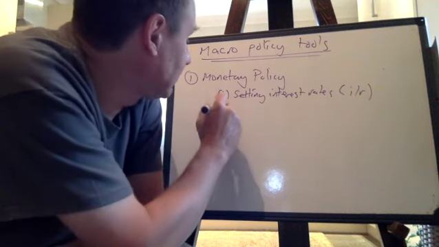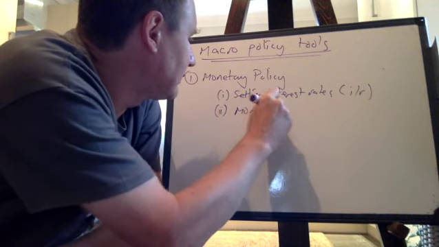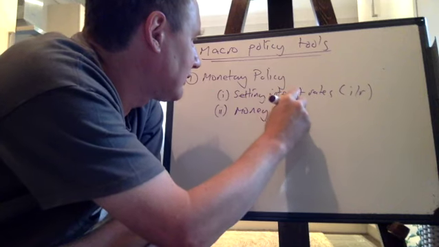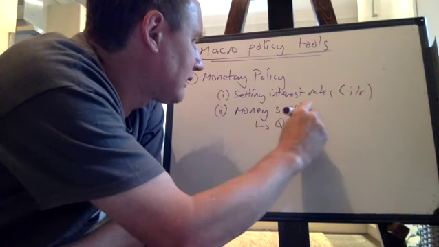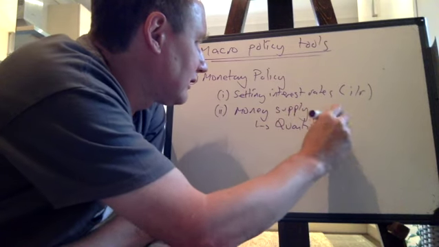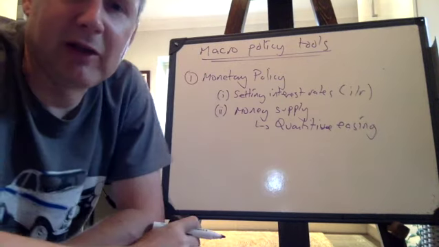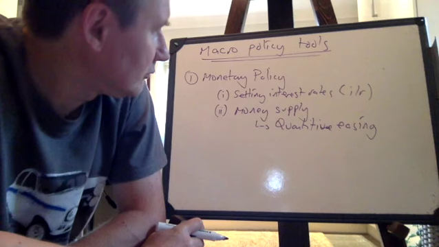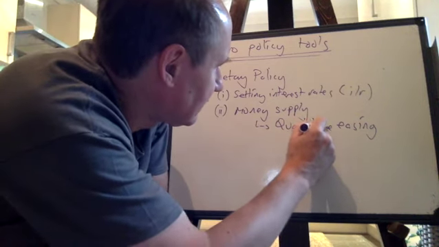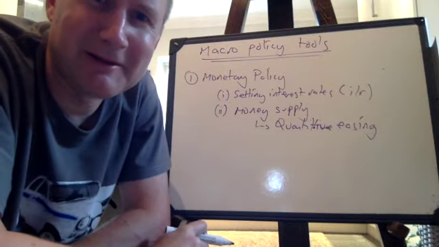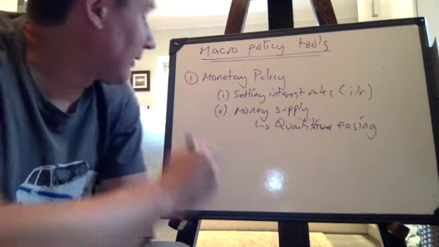And secondly, we can also influence the money supply, the total amount of money and credit that's in circulation, and that's via a process that in recent years has tended to expand the money supply, and that's called quantitative easing. So that's interest rates and the money supply.